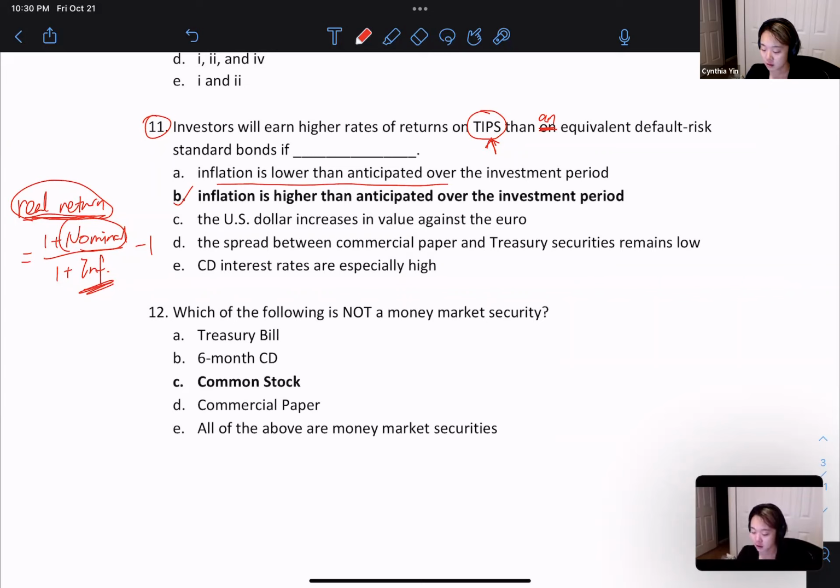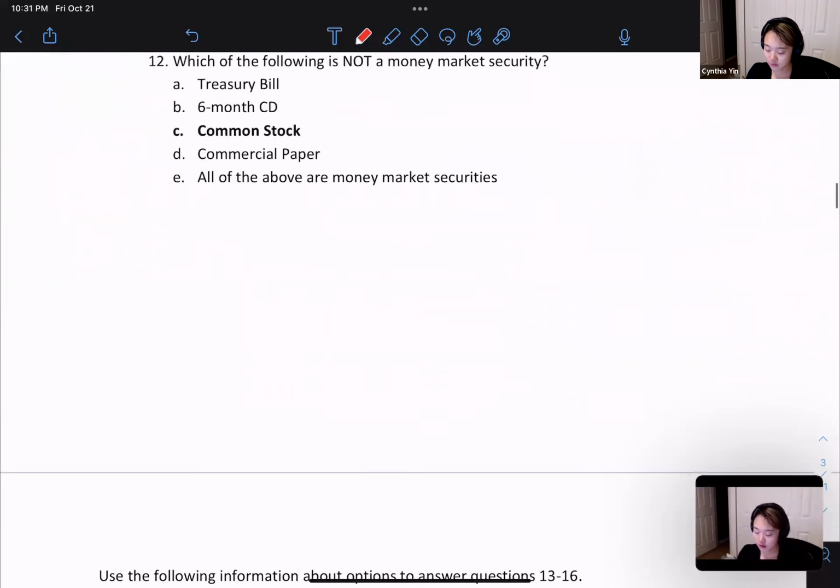inflation. And US dollar increase against the euro is irrelevant. Spread between commercial and treasury security remains low. This one is about default risk is low. It's irrelevant because at the end of the day, TIPS is a treasury bond, so it's default risk free at the beginning. And CD interest rates are typically high. It's also related to default risk, so it's irrelevant. And 12, I think, is very simple.